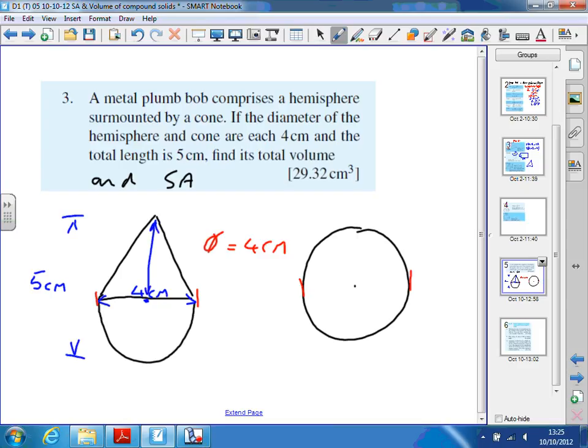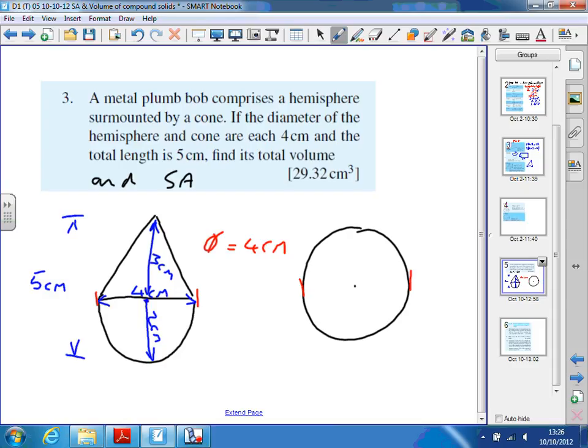I know that's 5. No, it's easier than that. Look at what we're told. The diameter is 4. So if the total length of that is 5, and I want that, what have I got to do? I could do with knowing what this is. Do I know it? Yeah. Because the diameter of this circle is 4, therefore the radius is 2. So this distance from here to here is 2 centimeters. So that means that this must be 3 centimeters in here. So the height of my cone is 3 centimeters.